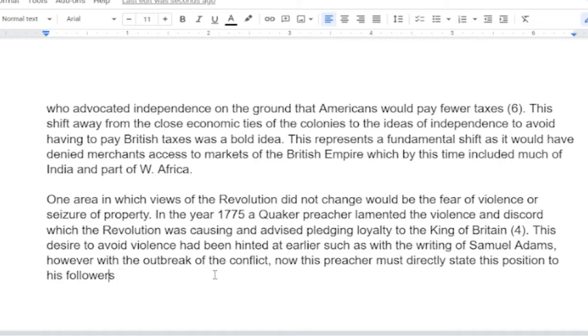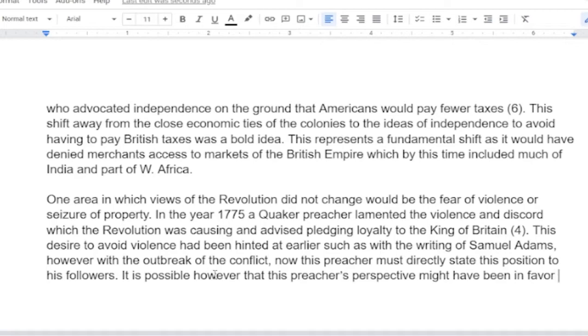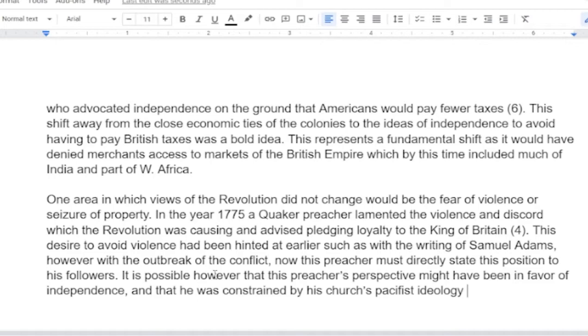It is possible, however, that this preacher's perspective might have been in favor of independence, and that he was constrained by his church's pacifist ideology and required to condemn violence regardless of why it occurred.